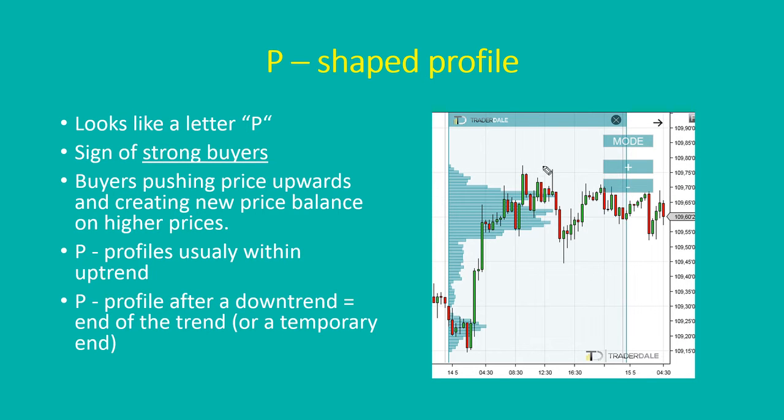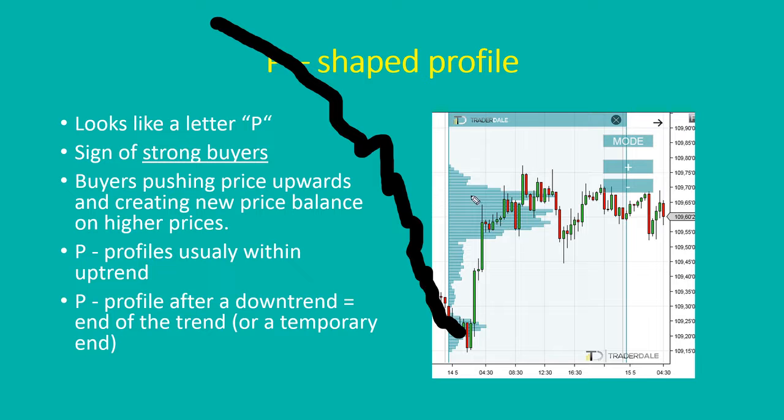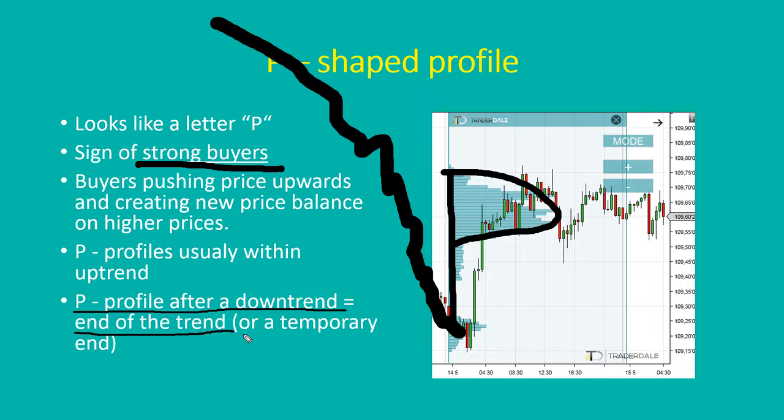Another way the P-shaped profile can help you is that it is a sign of the end of a downtrend. So imagine there was a downtrend in here, and now the price formed a P-shaped profile, which is a sign of strong buyers. And for that reason, a P-shaped profile after a downtrend could mean the end of the downtrend, or at least a temporary end.